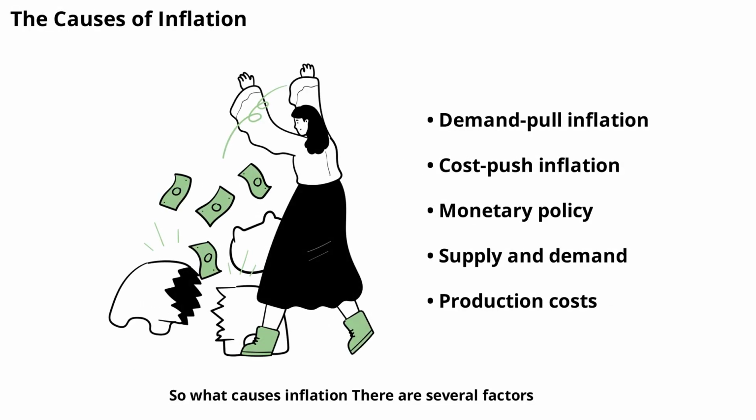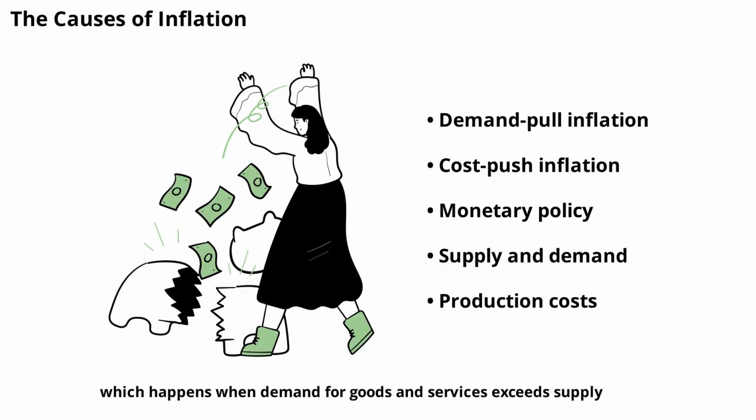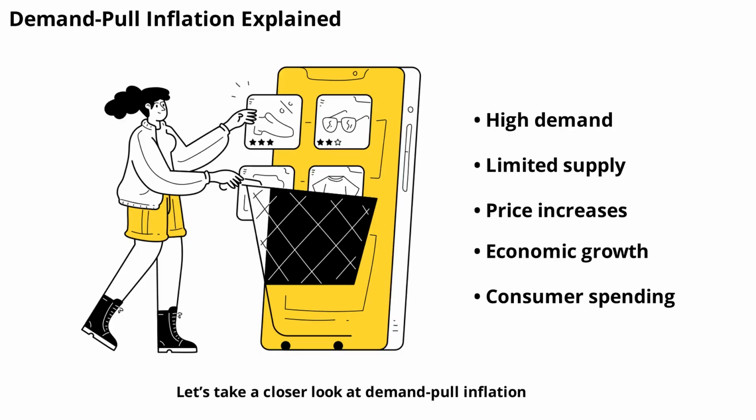So, what causes inflation? There are several factors. One common cause is demand-pull inflation, which happens when demand for goods and services exceeds supply. Another is cost-push inflation, where the costs of production rise, leading businesses to increase prices. Sometimes, inflation is influenced by monetary policy, such as when central banks increase the money supply. Each of these factors can contribute to the overall rise in prices, and understanding them helps us see why inflation isn't always straightforward.